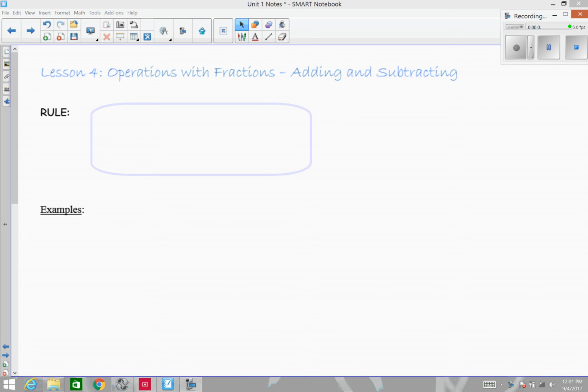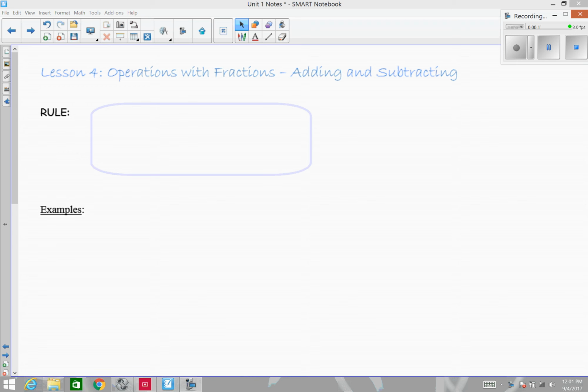Hello everybody. Today we are going to look at how we add and subtract fractions. Last class we did multiplying and dividing. That's a little more straightforward. Adding and subtracting is actually going to be a little bit more complicated.